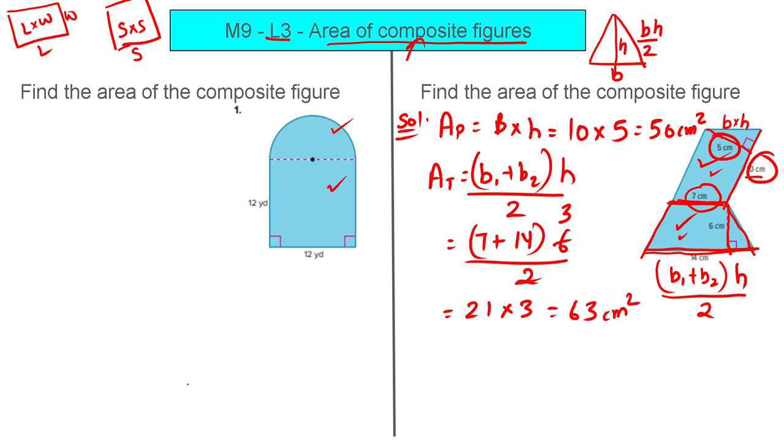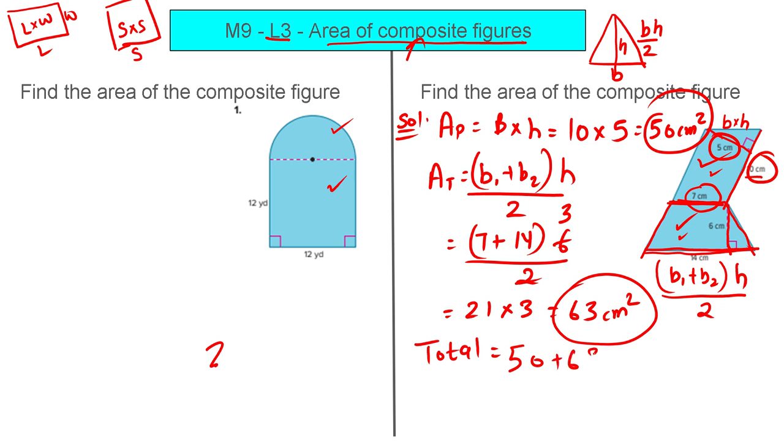What will be the total area? Where is my mouse? One second. Oh, here. Okay, so the total is the parallelogram plus the trapezoid, that is 50 plus 63, that is 113 centimeter square. Okay, understood?